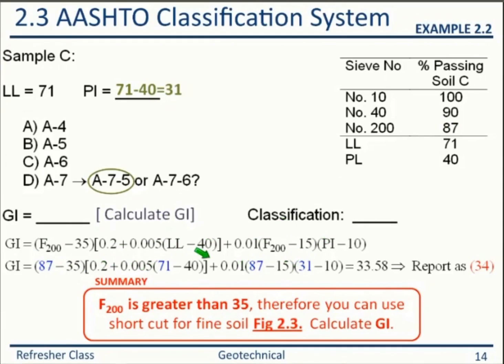So if you run the calculations, you will get 33.58. You have to report it in the whole number. It's 0.58, so report it as a 34. Okay, 33.58, report it as a 34. So this soil sample C is A-7-5, in the parenthesis it's 34. So this is how you will classify the soil based upon the AASHTO classification system.